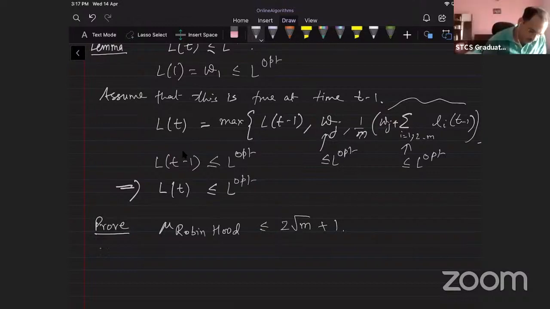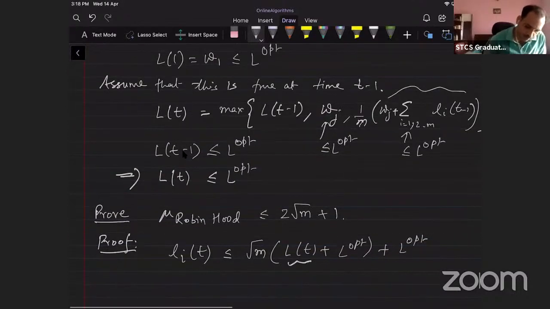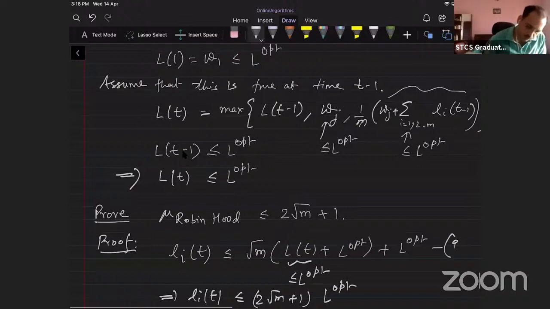Okay, so proof. What we are going to show is that for any machine i and for any time t, Li(t) is at most square root M times L(t) plus LOPT, which combined with the previous thing that L(t) is at most LOPT implies that Li(t) is at most 2 times square root M plus 1 times LOPT. So this is what we want to show.